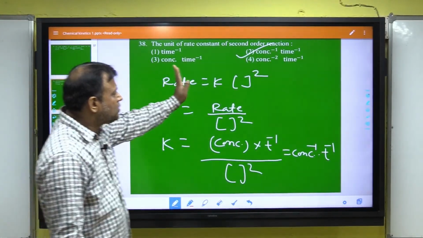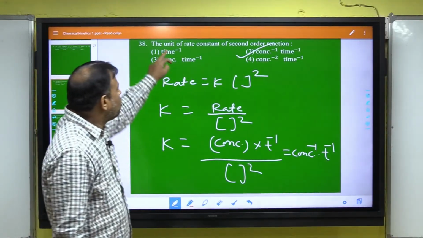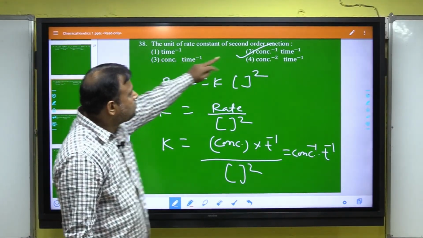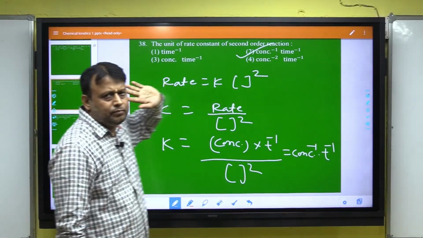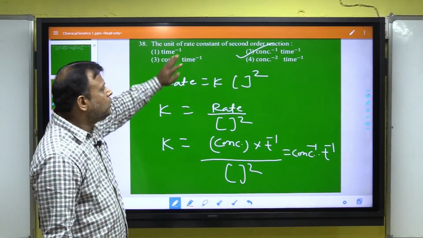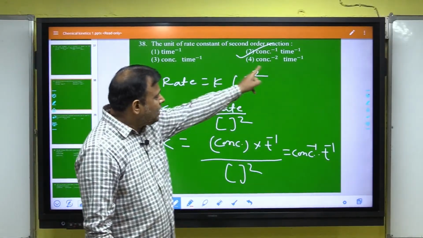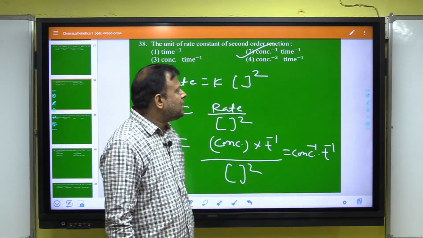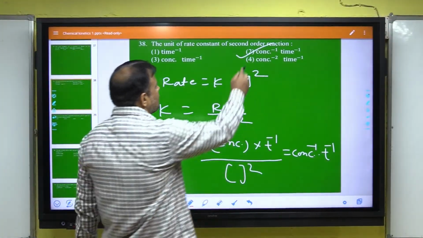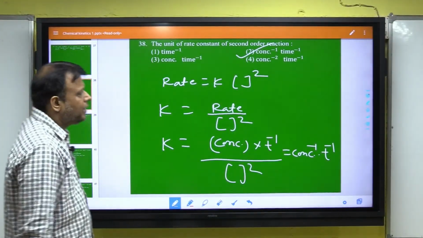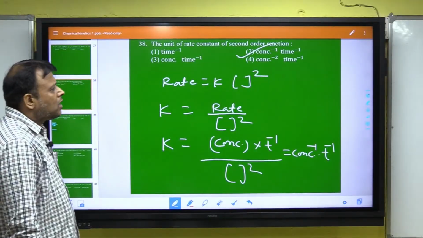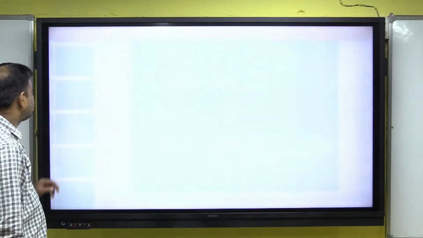For zero order, conc into time inverse. First order, time inverse. Second order, conc inverse, time inverse. When order will be 3, then it will be conc to the power -2 and time inverse; it is for third order. And for second order, conc inverse, time inverse.